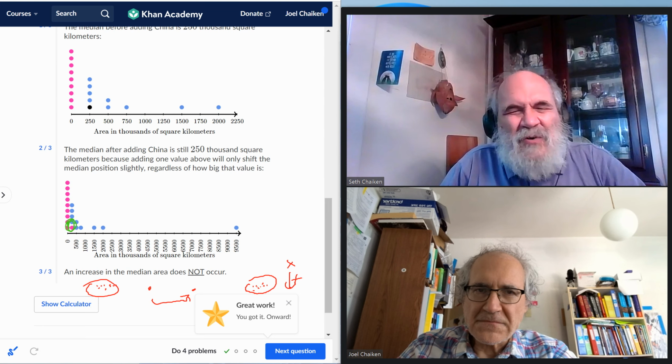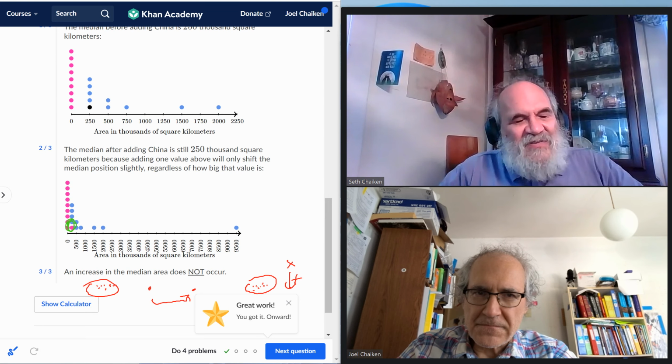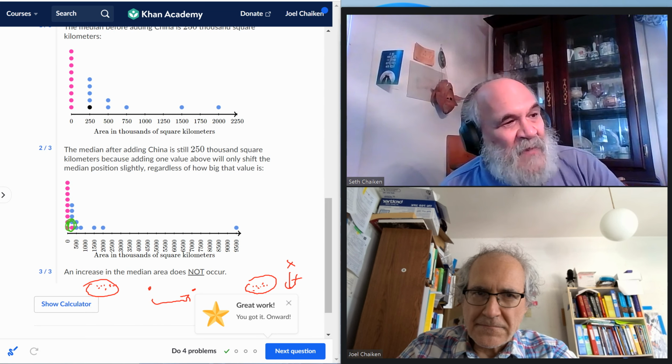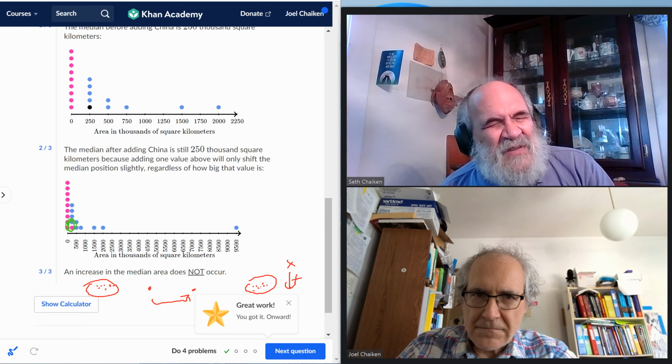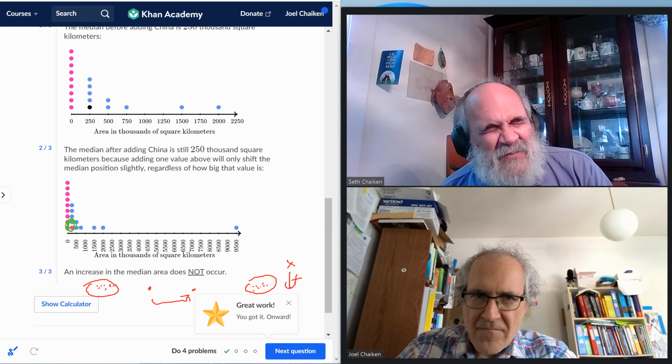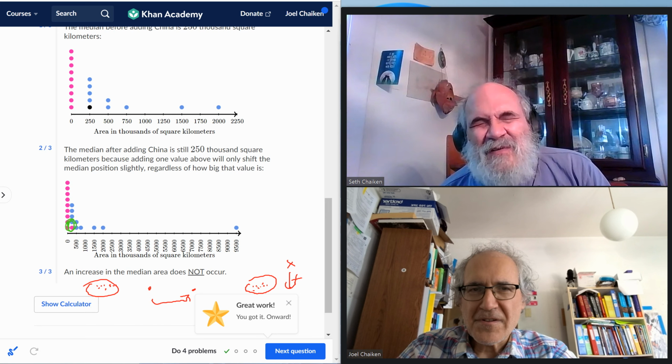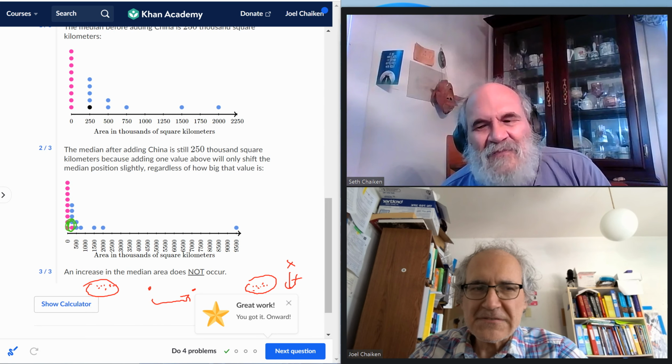I'm not sure how standard it is that they define the median of an even number of values to be the average of the middle two. No, that is standard. That is standard. It is? Oh, okay. Absolutely.